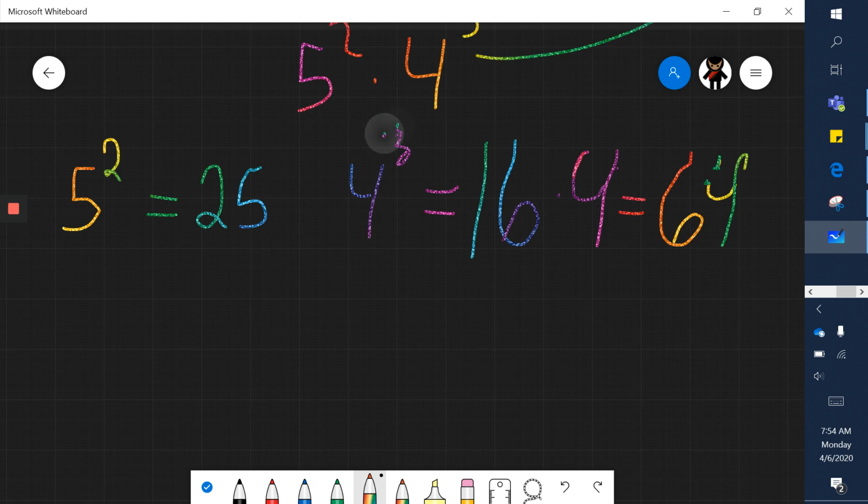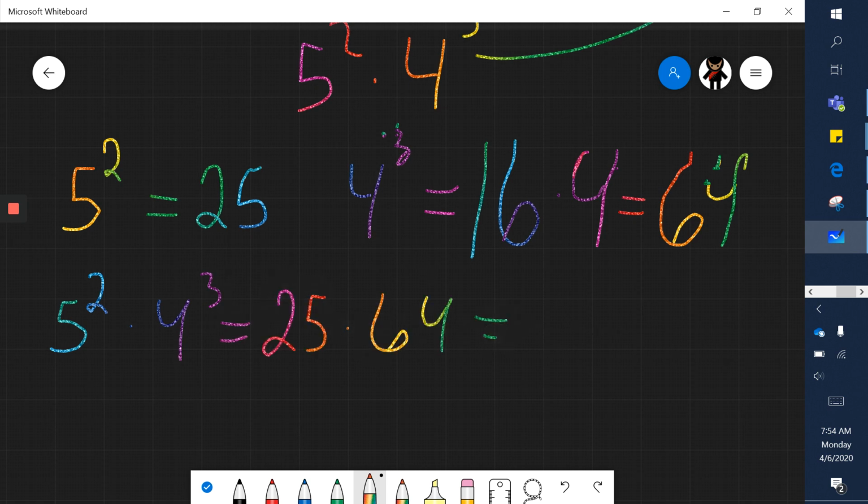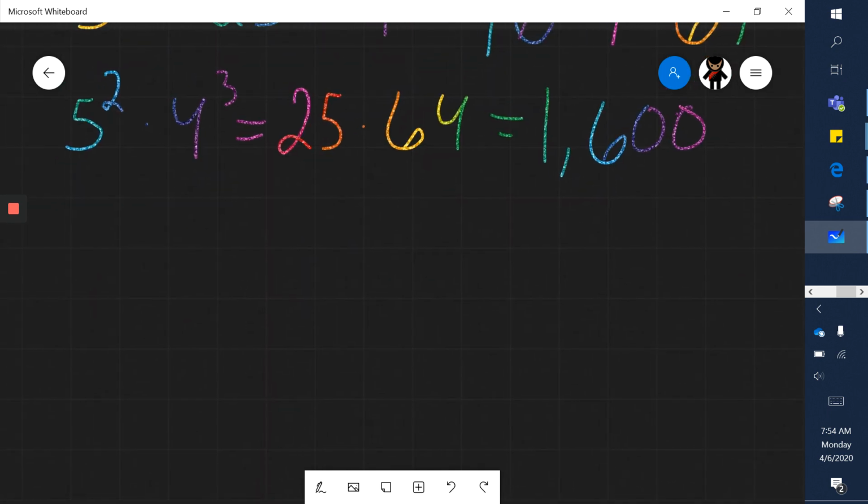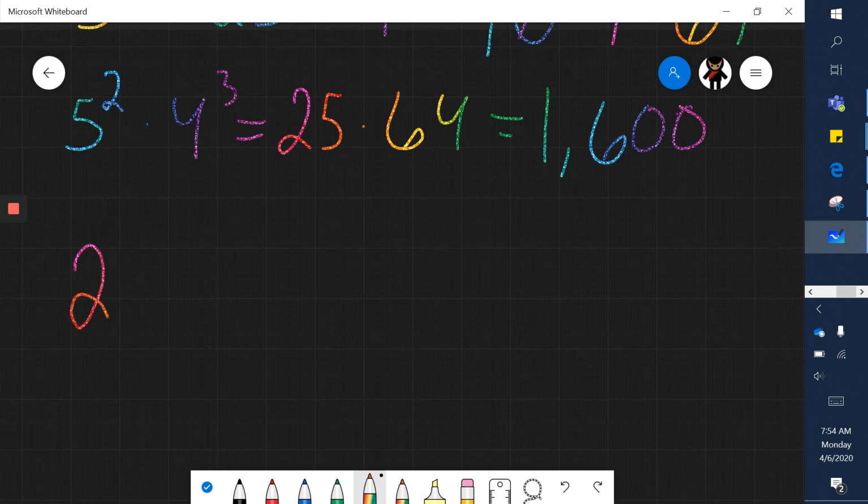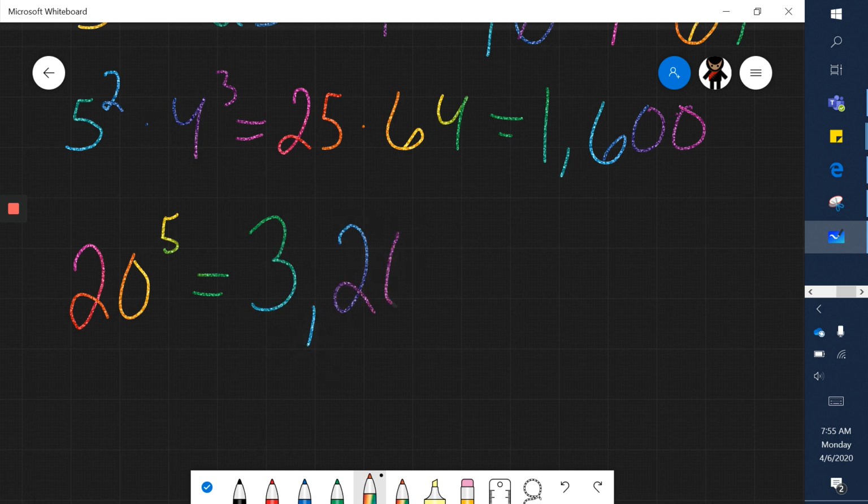So 4 to the third power is 64. Take these two together, we're going to multiply them. So 5 to the second power times 4 to the third power is equal to 25 times 64, which is equal to, handy dandy calculator, 1,600. Okay, let's compare that to 20 to the fifth power, which is what people keep getting when they multiply the bases. 20 to the fifth power, you can already guess it, is not a nice number. It is huge and unnecessary. 20 to the fifth power is 3,200,000.